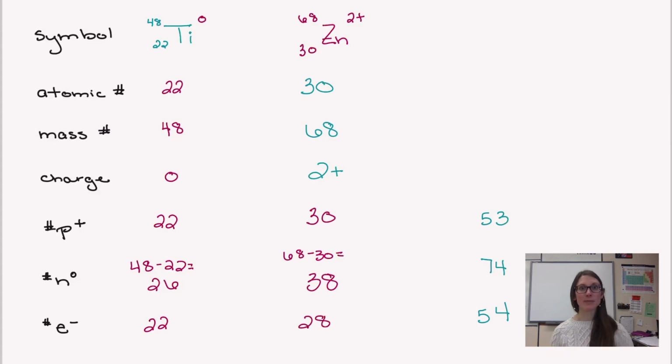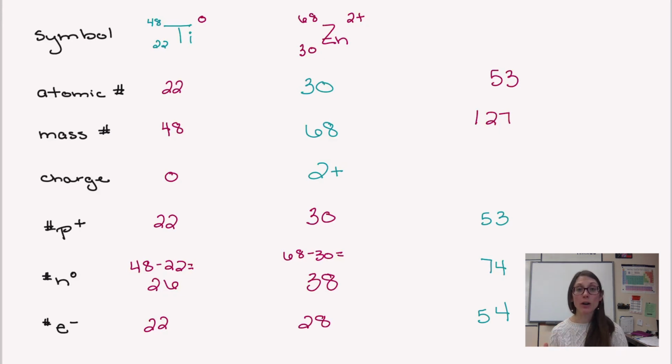Last one. Let's go backwards. Starting with number of protons, neutrons, and electrons, let's find out our atomic number, our mass number, and our charge, and then write the atomic notation symbol. Since there are 53 protons, that is our atomic number, 53. The mass number is protons plus neutrons. So I'm going to add 53 to 74, and that is 127.